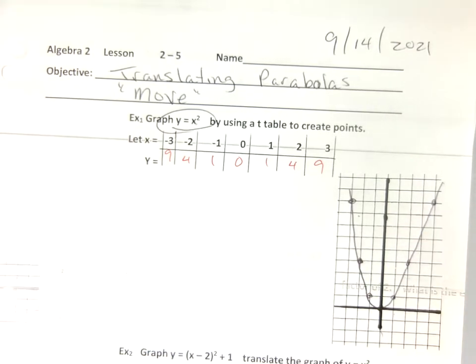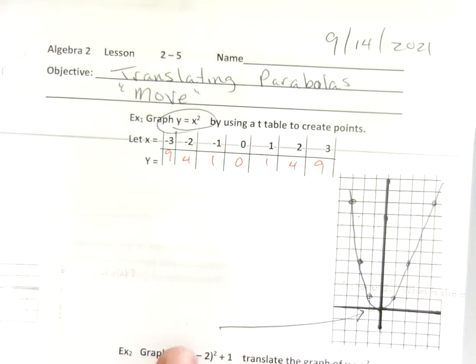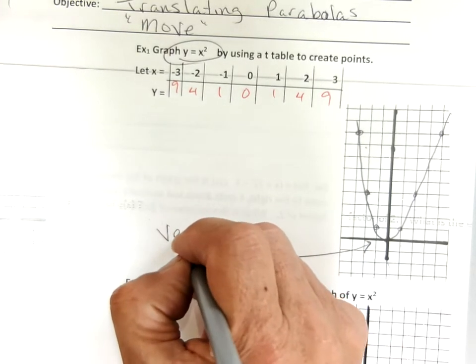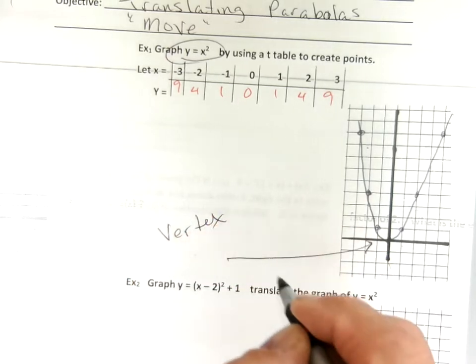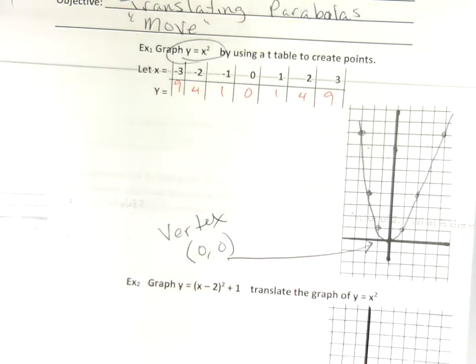A couple of features I think we really need to talk about, which I think you already know. And that is, it has a vertex, right? And the vertex here is at 0, 0. So the vertex is either the bottom of the hill or the very bottom point or the top, right?